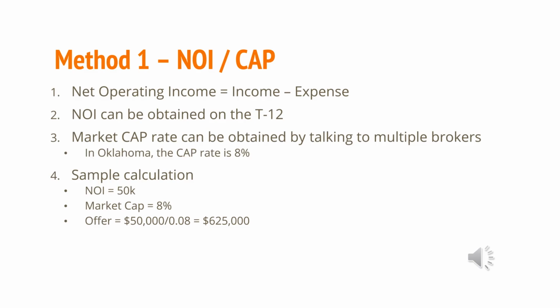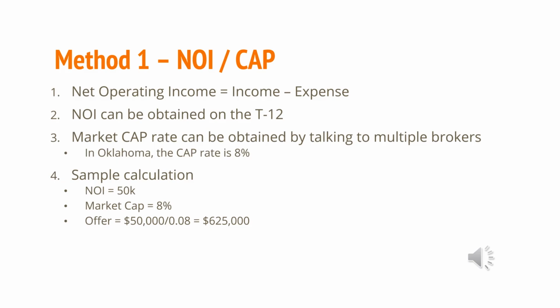For the market cap rate, that can be obtained by talking to multiple brokers or looking at appraisal reports. In Oklahoma, the market cap rate is 8%, but in Alabama, the market cap rate may be 9 or 10%. It really varies per market.